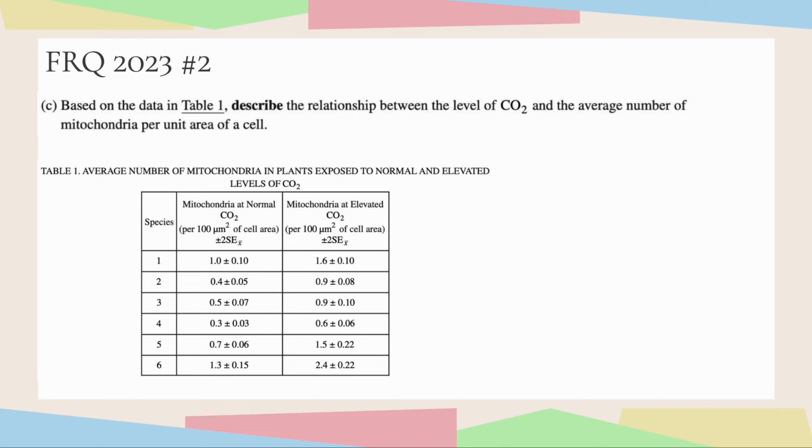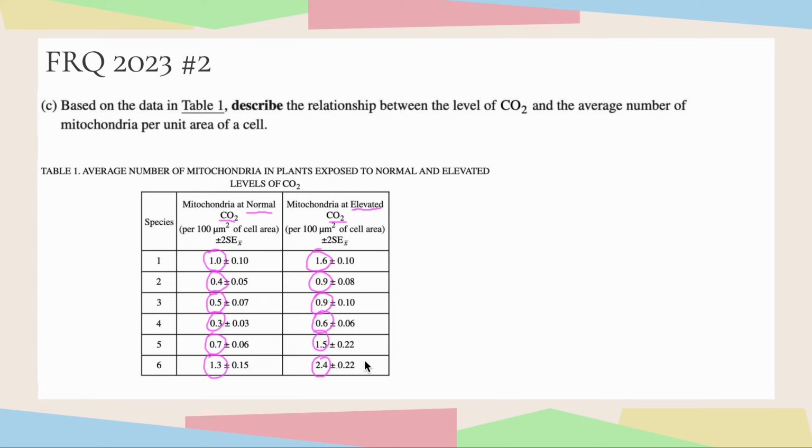So for question number 2C, it says, based on the data in table 1, describe the relationship between the level of carbon dioxide and the average number of mitochondria per unit area of a cell. So again, I'm looking at the normal carbon dioxide versus the elevated carbon dioxide numbers, and I'm looking at the average, right, or the mean. So I'm looking at all of these numbers, and then I am comparing them to all of these numbers here. So what am I noticing?